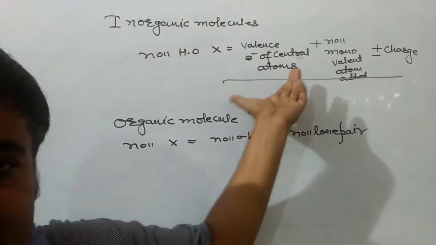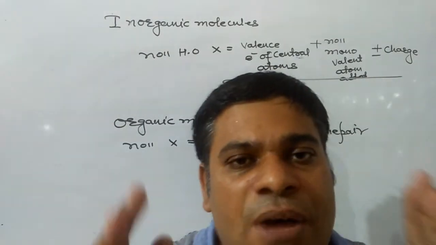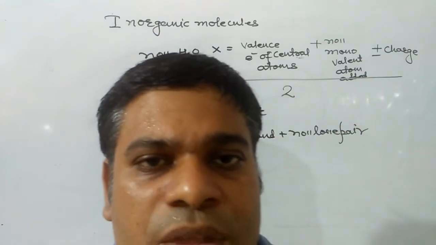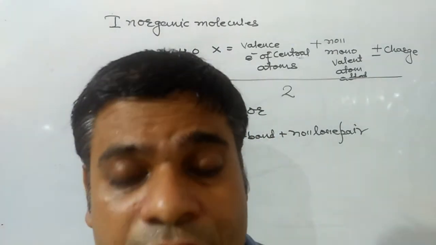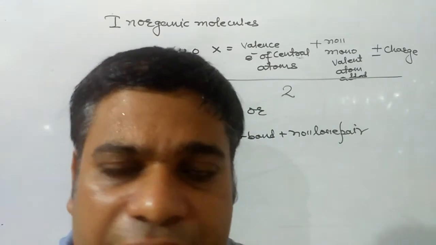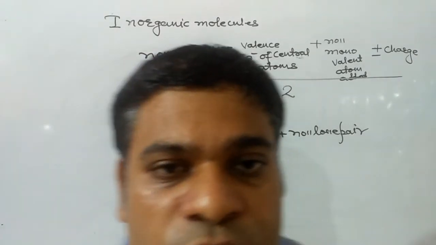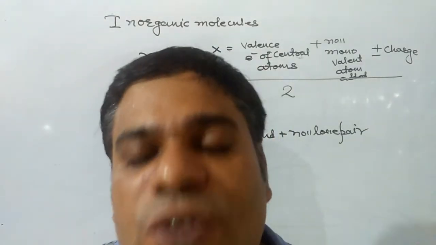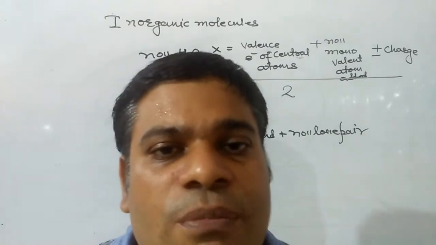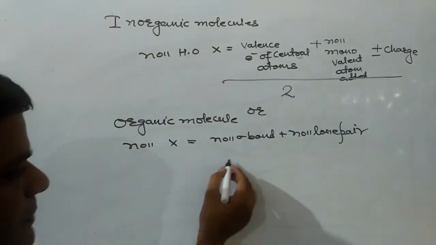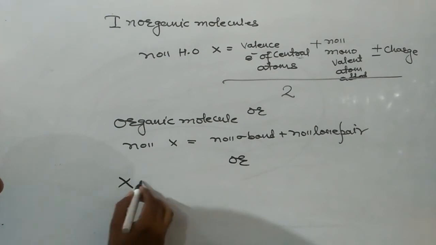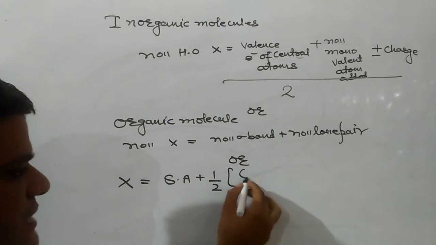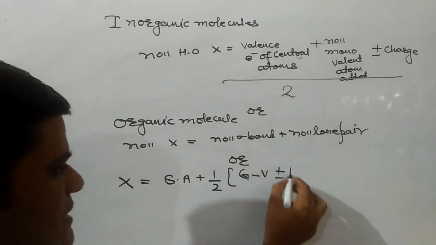For inorganic, you can apply the first one: number of hybridized orbitals should be equal to valence electrons of the central atom plus number of monovalent atoms added plus or minus charge upon 2. And the second case is for organic molecules: number of hybridized orbitals will be number of sigma bonds plus number of lone pairs. Other than this, a few more formulas are given in your books, and the next one is: hybridized orbitals will be equal to surrounding atoms plus half of ground state valence electrons minus valency plus or minus charge.